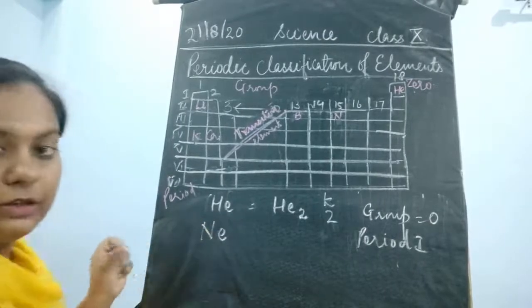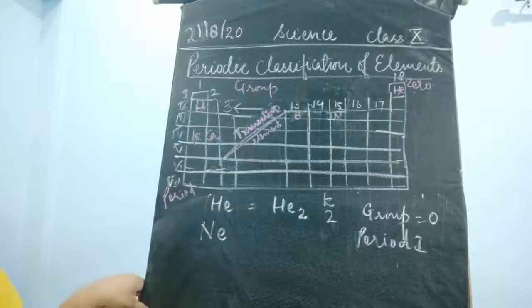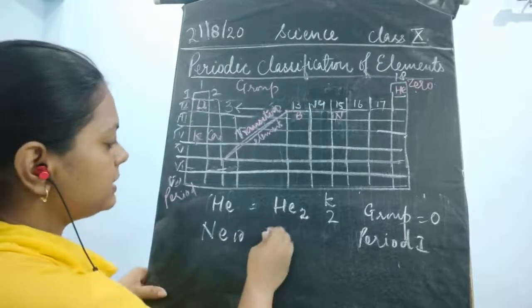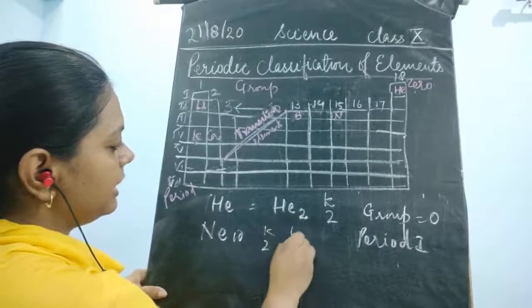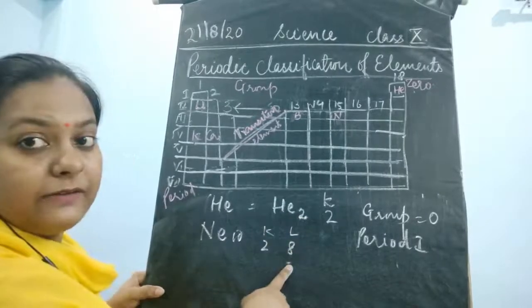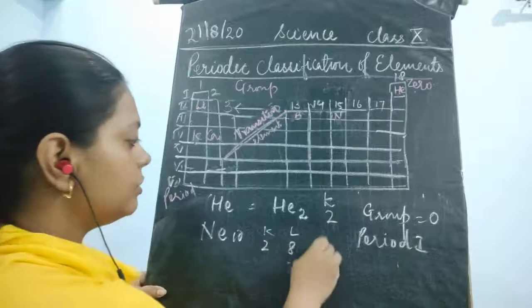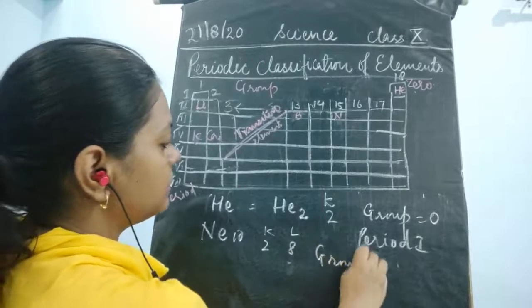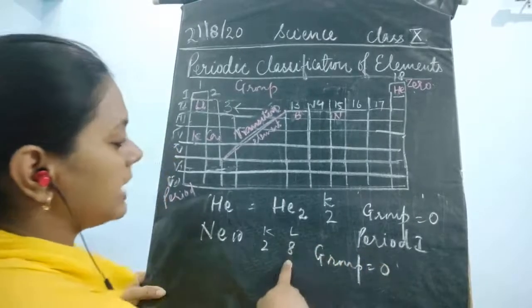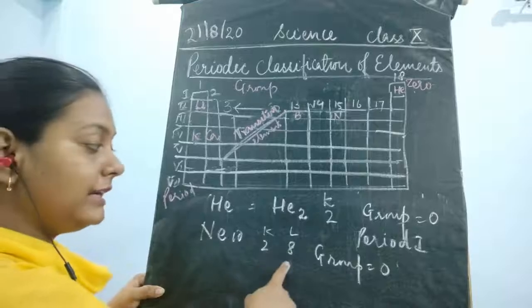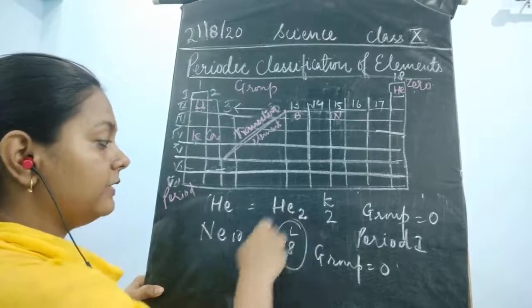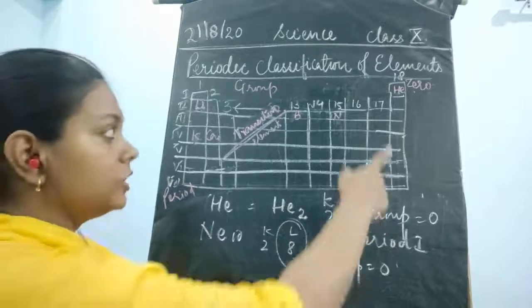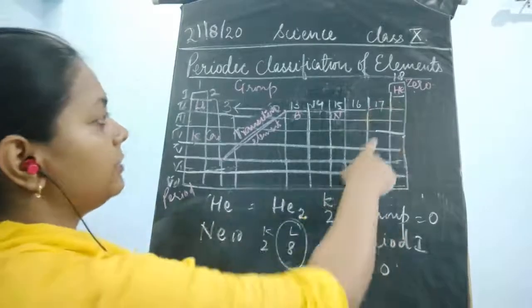Now this neon has atomic number of 10. So how would you fill this? 2 in K and 8 in L shell. Again, 8 completely filled electrons are there. So which group? Group number 0. Why? Because this is having 8 electrons in the valence shell, and that is the maximum electrons which could be occupied in the L shell. This is completely filled, so it belongs to 0 group.